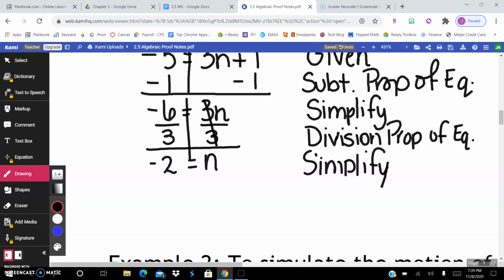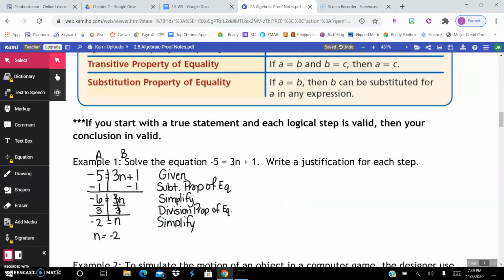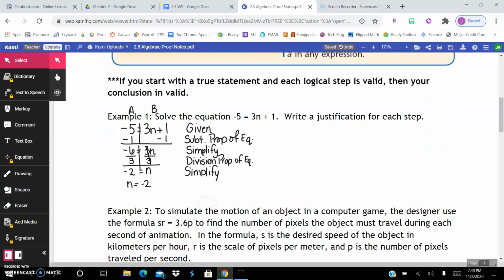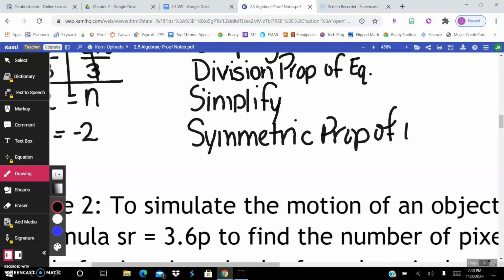And then normally we write our answers n equals, so we're going to flip this around: n equals negative 2. And I have to prove why I did that as well. If you look up here, flipping them around is the symmetric property of equality. It says if A equals B, then B equals A. So it just means that I can turn them. So my proof for doing that is the symmetric property of equality.